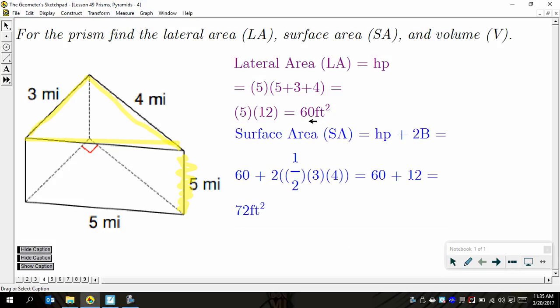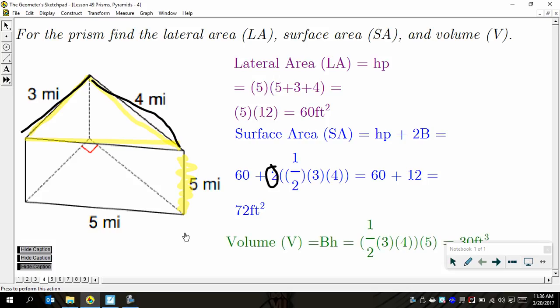We'll take that lateral area and put it in here for HP, because that's what that means. Multiply 2 times the area of the base. So again, we have a right triangle here as the base. So we multiply 1/2 times the two legs, 3 and 4, and then we double that to get 12, and a total of 72 feet squared for the surface area.